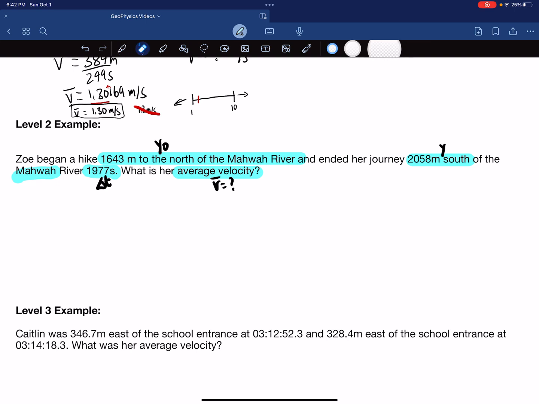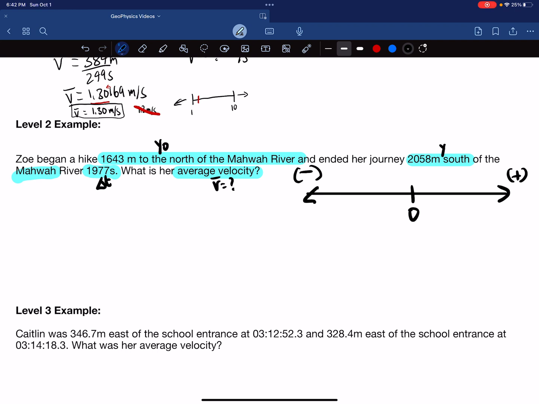So we can make a picture to help us organize our information in the situation we are studying. We have positive and negative, and we have zero. And our zero seems to relate to the Mahwah River. And we can make north positive and south negative. And again, we could do it the other way around if we chose. But we'll do it this way.